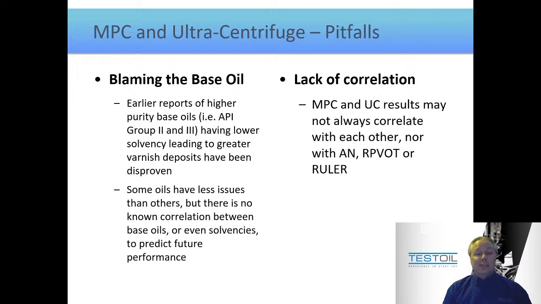But the other thing you can see here that I'm pointing out is that it does not correlate. Right? It is not expected that your MPC and your UC values will necessarily correlate with some of the other tests like acid number or RULER or even RPVOT. Because again, these are all different measurements meant for a different purpose or coming at it from a different perspective. And therefore, you're not always going to see these results climb or fall together.